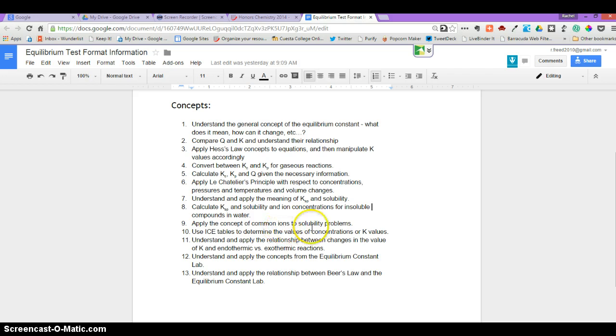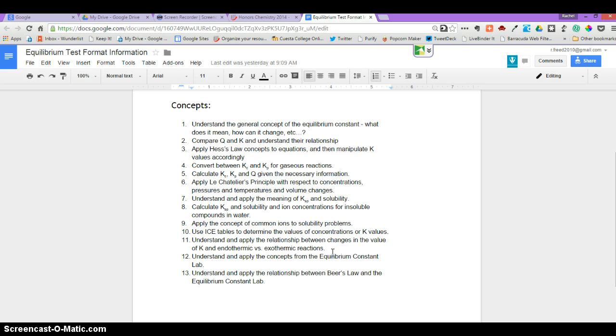Apply the concept of common ions to solubility. We did that 2 days ago in class. So if you're trying to dissolve silver chromate, but there's already some silver nitrate in there, your initial concentration of silver is not 0. Use ice tables to determine the values of concentrations and K, so make sure you understand your ice tables.